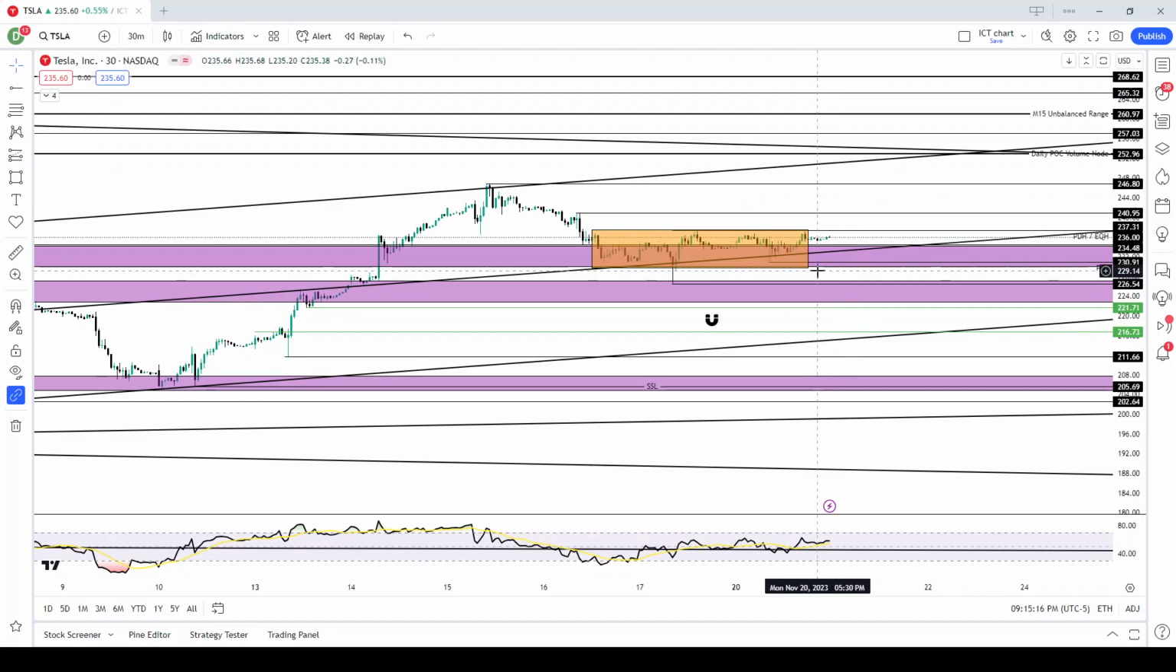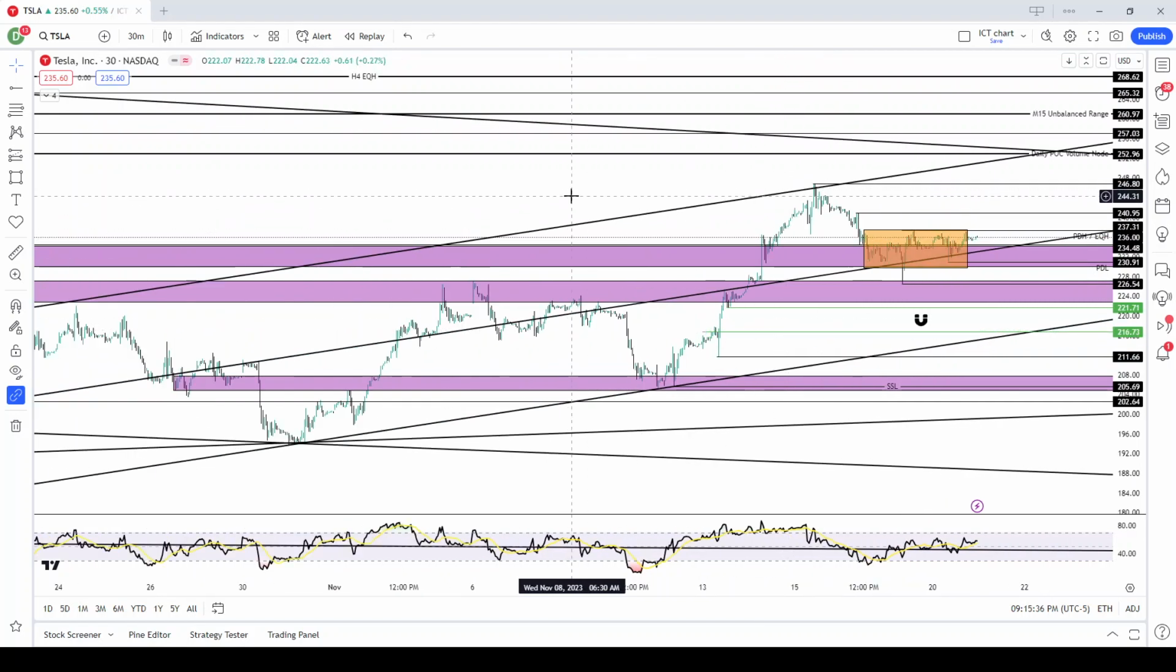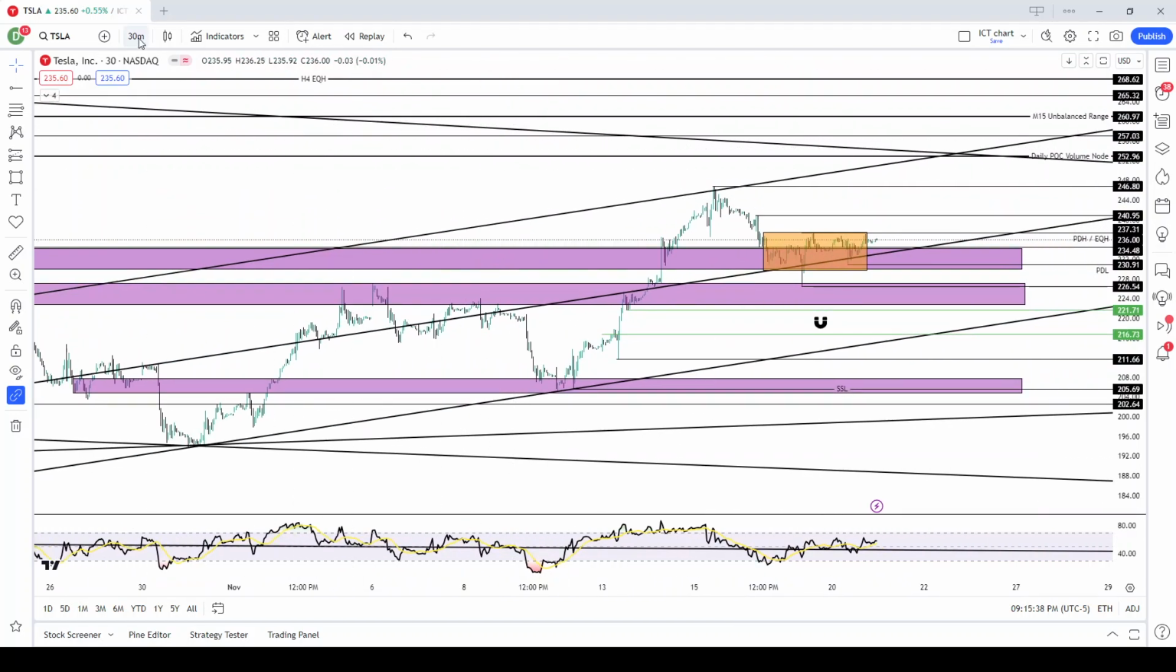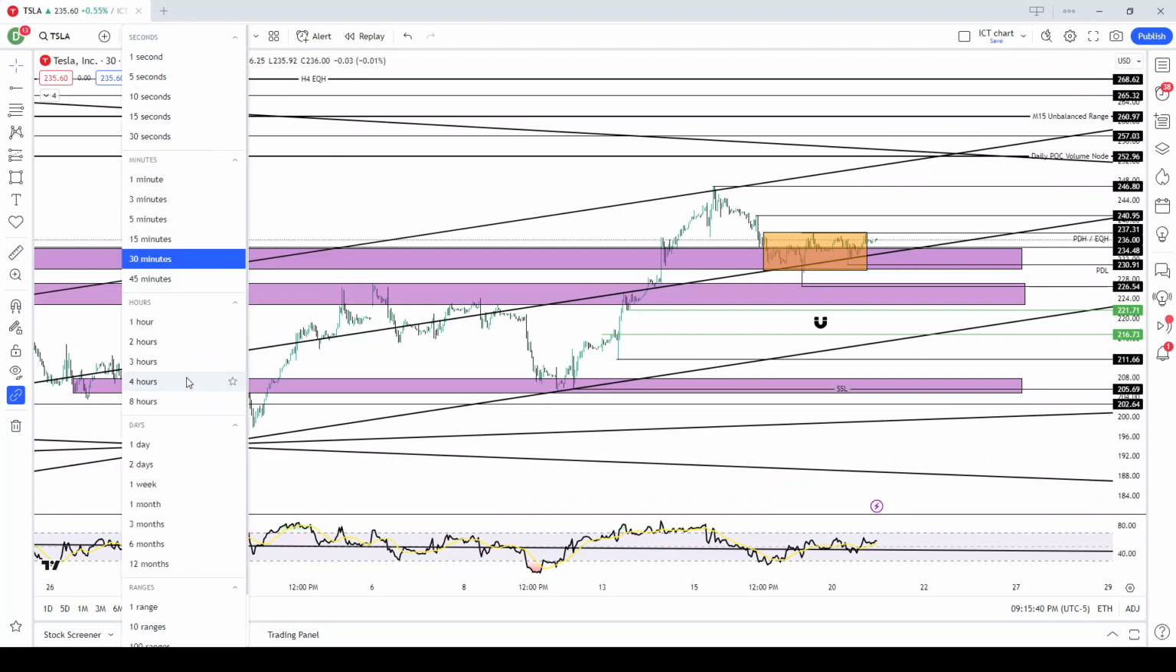Candle closes below this range on the 30-minute chart, candle closes below 230 basically, we're playing that down to 226.50. And then we're playing it down to 223 and then into this fair value gap and then potentially into the support level right there.